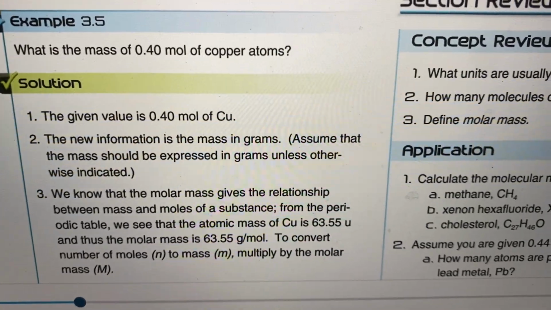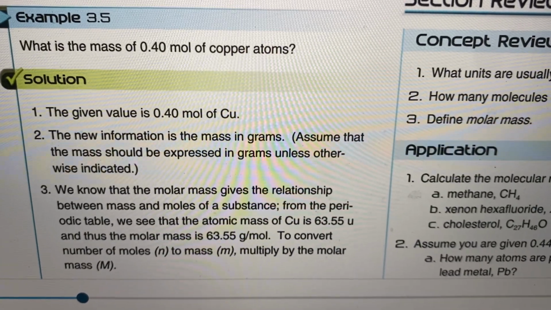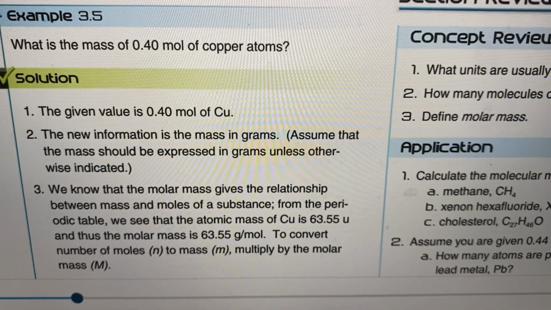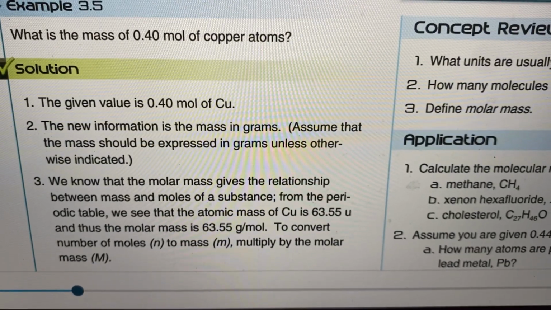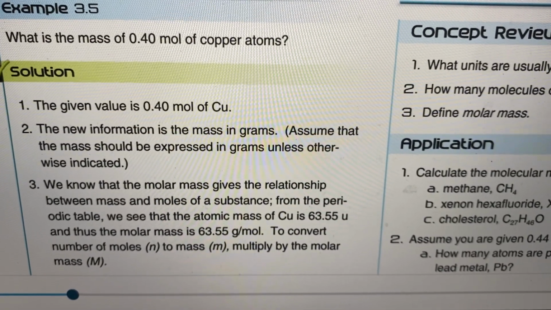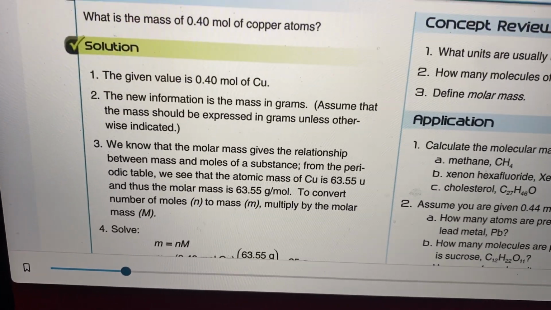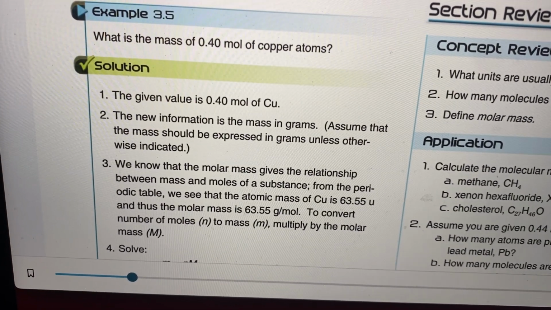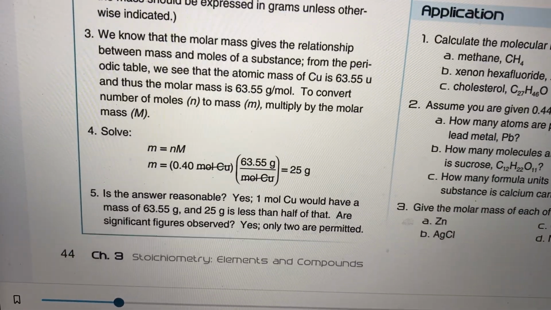So all we have to do is find out what the units are, what the atomic mass is, and then we know what a mole is going to be, basically that same number. To convert the number of moles to mass, multiply by the molar mass. Now that we know the mass, we're going to solve it.